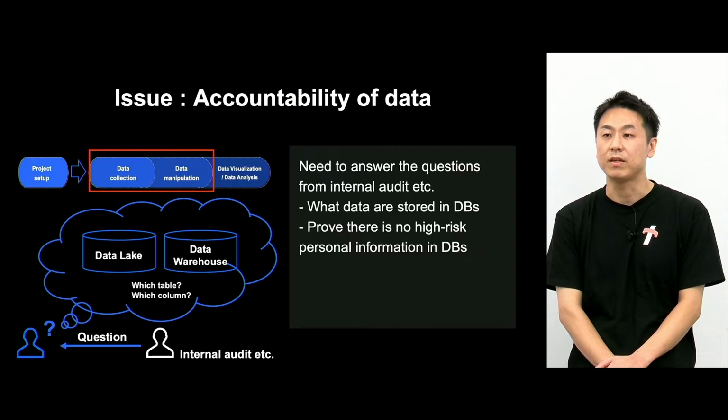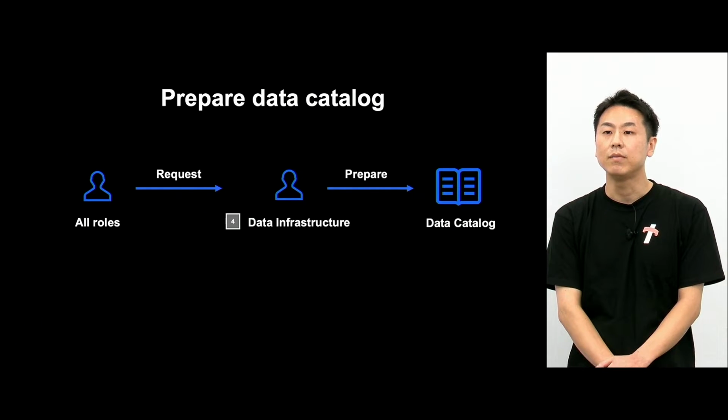Next, after the data collection, the issue arises of the accountability of data. The data is collected, and within DV, various data is stored, and project members will not be able to keep track of what data is where. If this situation persists, the entire project may be halted because of the inability to answer questions from internal audits regarding project risk. Therefore, it must be possible to explain at any time what kind of data is being collected and which column or which table contains relevant data.